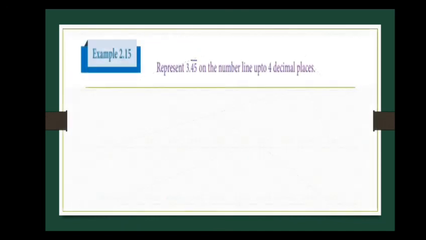Okay, now we'll see how to represent 3.45 bar on the number line up to 4 decimal places. So 3.45 bar will be equal to 3.45454545. Right. Here they have given to represent this on a number line up to 4 decimal places. So we have to restrict this to 4 decimal places. That will be 3.4545. Okay. So now how to represent this on a number line?